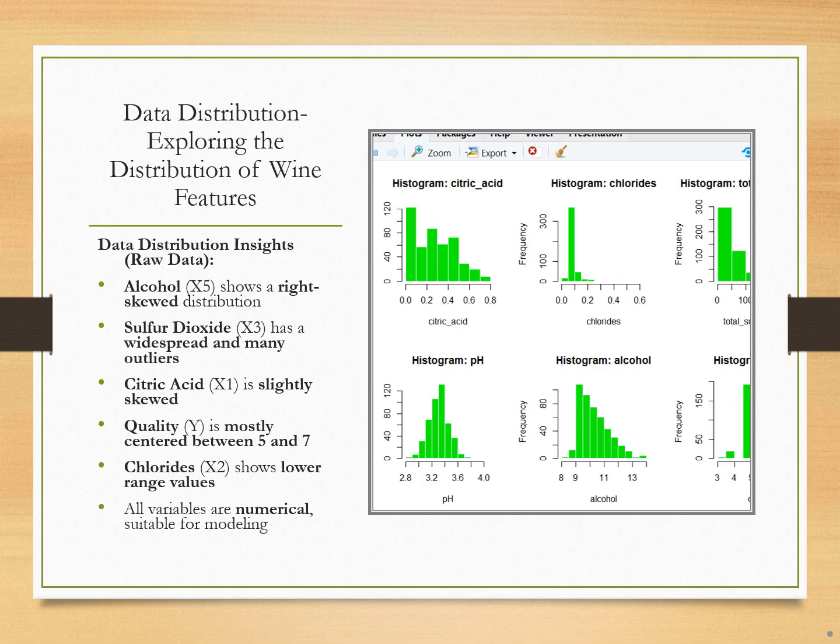As you can see from the image, the alcohol and sulfur dioxide are skewed and spread out. The quality scores are concentrated between the 5 and the 7, indicating mid-range wines are more common. These insights helped guided my transformation strategy in the next step.